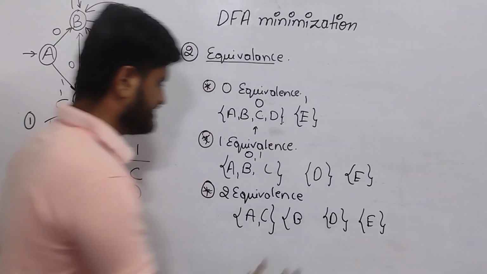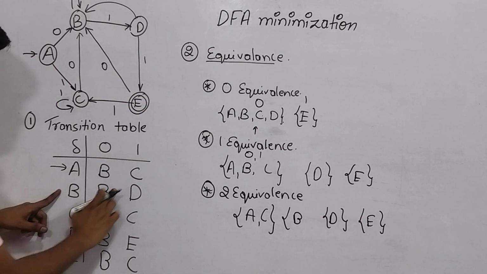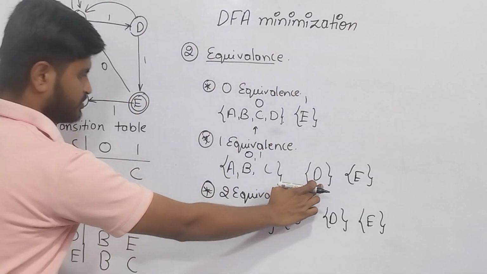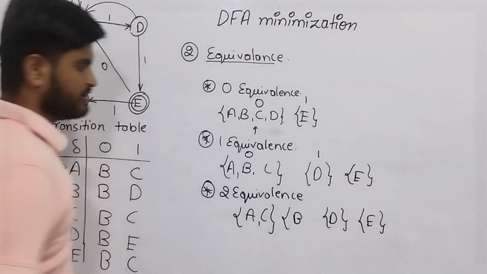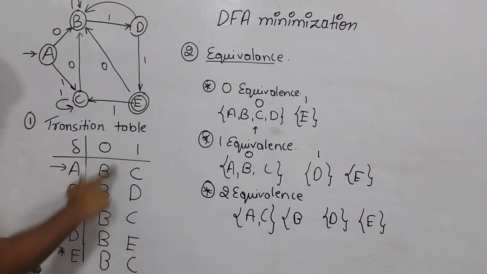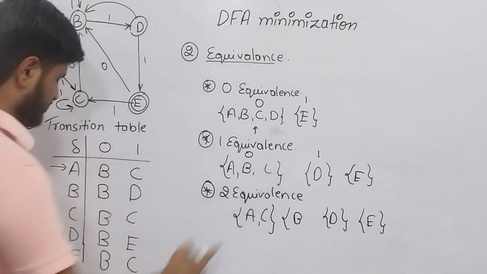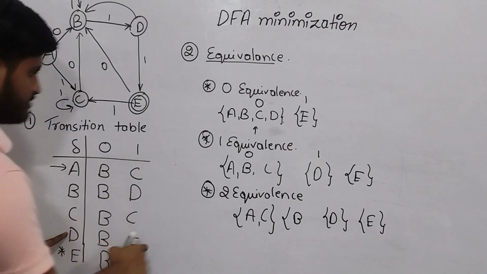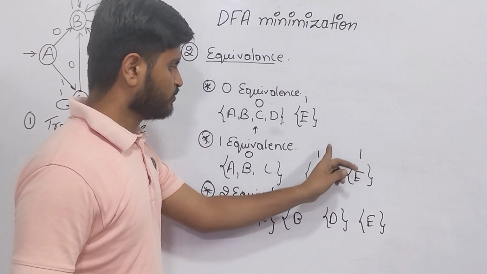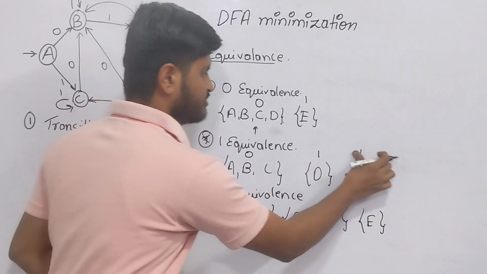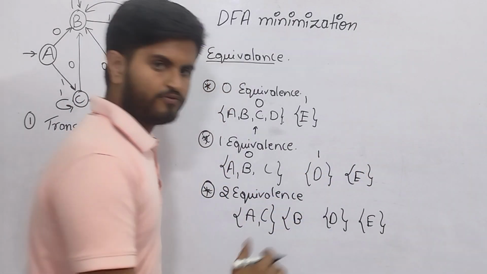If you see B and D, B for 0 it will move to B, and for 1 it will move to D. For 0 it will move to this group, and for 1 it will move to this group. D for 0 it will go to B, so it is perfect, and D for 1 it will be going to this. So it is moving to a different state for 1. So you can say B and D are of different groups.